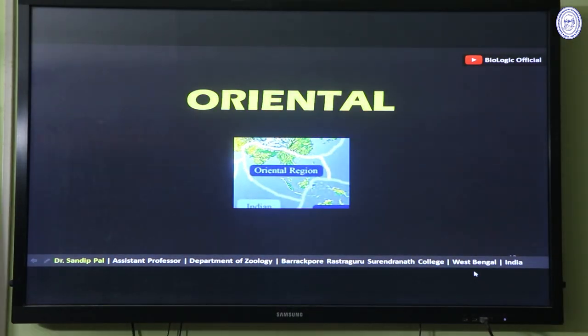Next realm, that is Oriental. In Oriental realm, the geographic range consists of whole of India, this portion, Ceylon, South China, Burma, Thailand, Malayan Peninsula, Malayan Islands like Bali, Borneo, Java, Sumatra, Celebes, and Philippines. There are lots of small islands in this particular region.